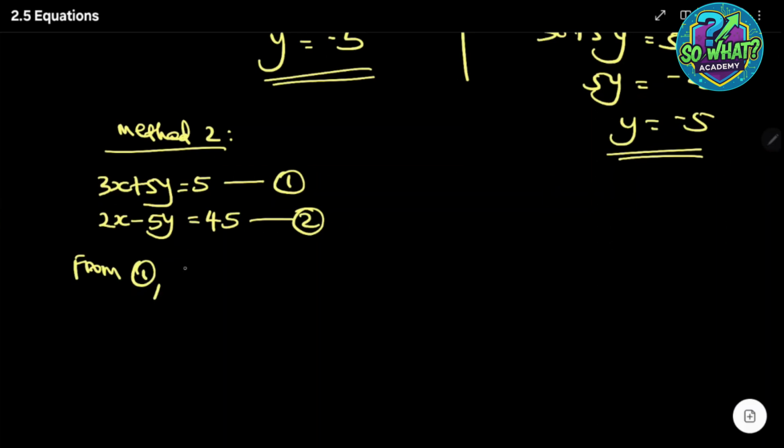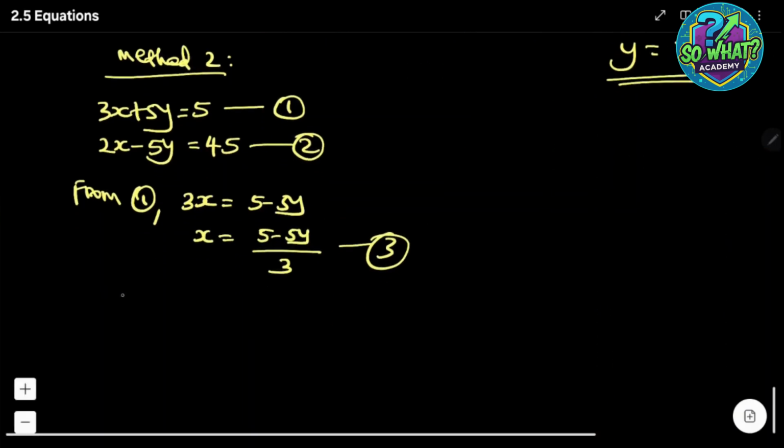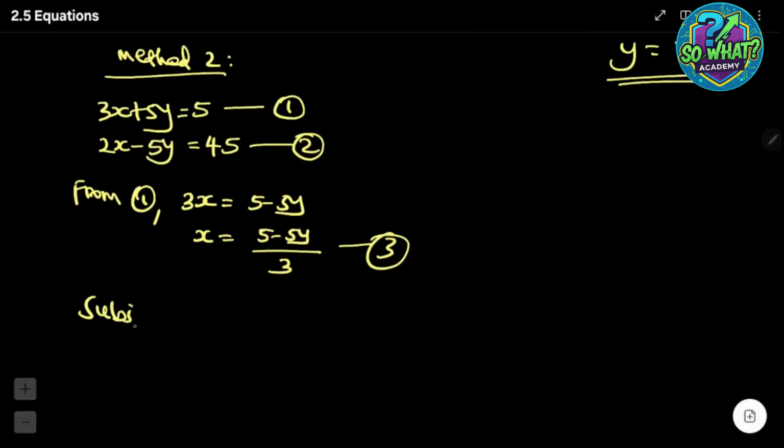you can realize that I can rewrite it as 3x is equal to 56 minus 5y, x is equal to 56 minus 5y over 3. Call this 3. And then from there, substitute 3 into what? Into 1 or 2? Into 2, since I made the first one. Into 2.